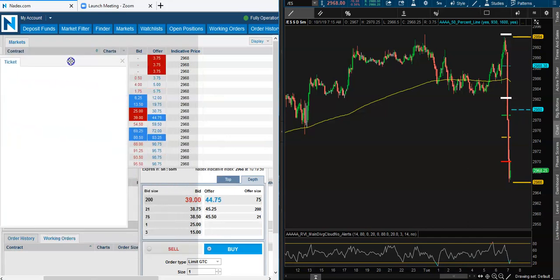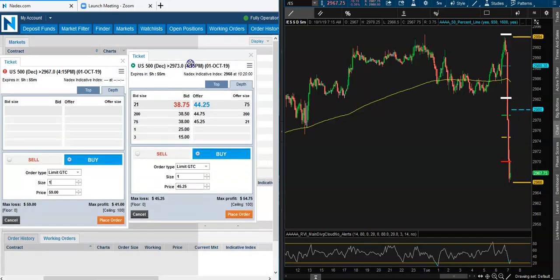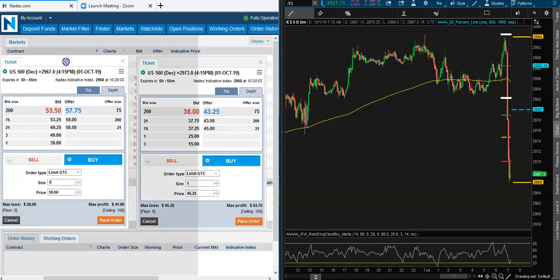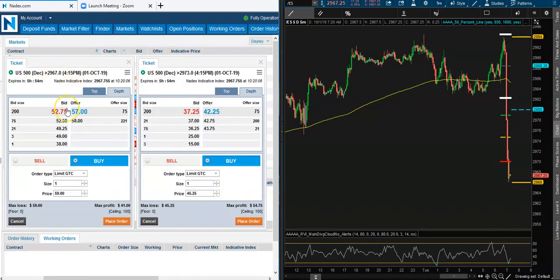One of the things with Nadex, especially with these binaries, is that since we're going out till the 4:15 Eastern close, we still have about 6.5 hours, or about 6 hours left in these contracts. So you're going to have some premium in them, okay? But if we look right here at the 2967, we're at 49 by 53.